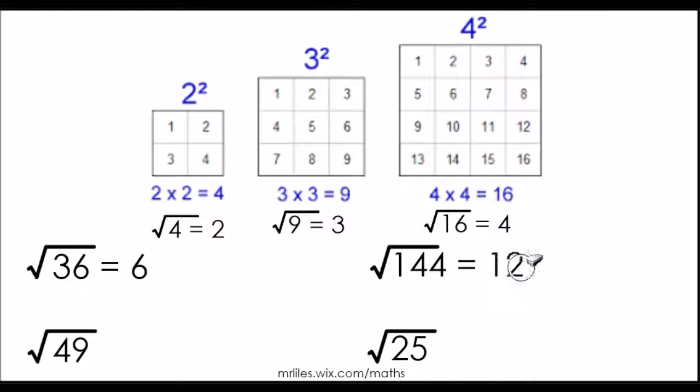The square root of 144 is 12. The square root of 49 is 7. And the square root of 25 is 5.